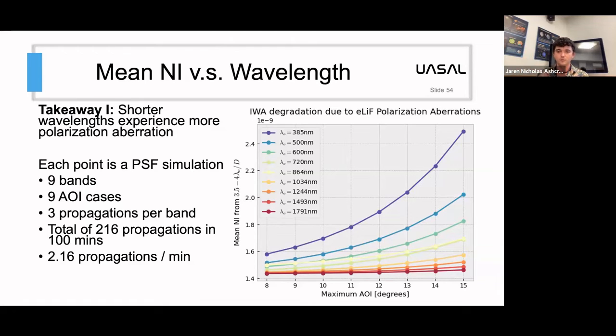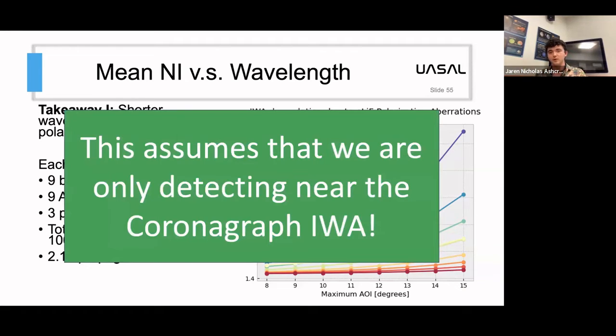But yeah, that's kind of the current scale. I'm also ignoring a lot of things. For example, wavefront control was not applied to this simulation, just looking at the raw point spread function, so it's uncorrected. That could be another reason. But I just wanted to highlight that quadratic trend that we see as a function of maximum angle of incidence. However, this assumes that we are only detecting the coronagraph in the inner working angle.